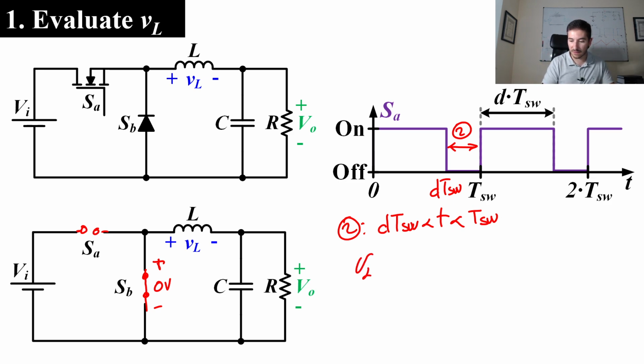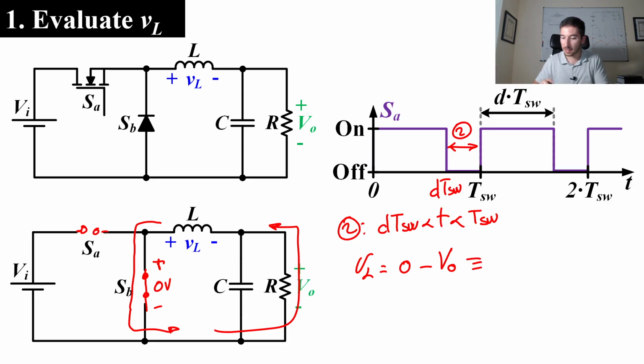I will evaluate VL applying the Kirchhoff voltage law, following this path, and we can say that the voltage in this state is 0 minus VO. So basically we have minus VO. Again, the voltage across the inductor is constant. It's a different value in comparison to state number 1, but it's constant because VO is constant. So now we know the voltage across the inductor in state 1 and state 2. Let's draw the waveform.